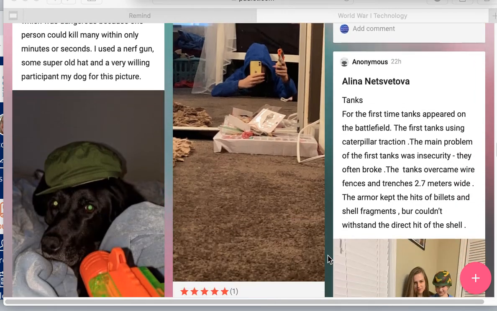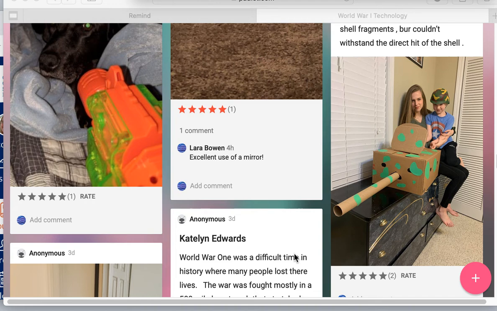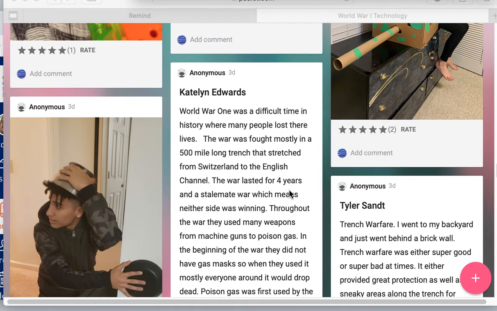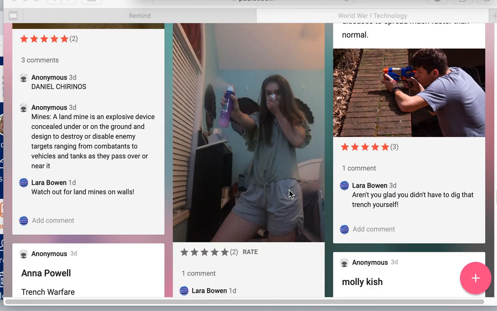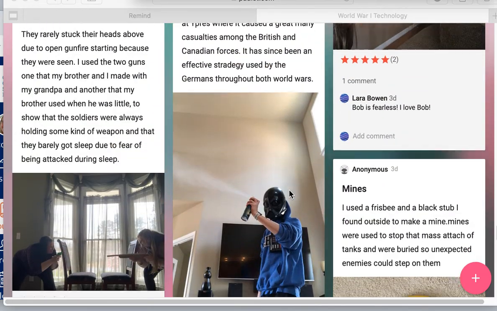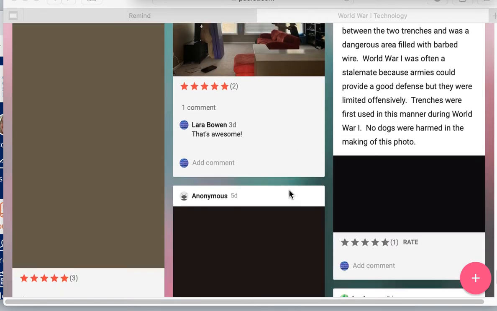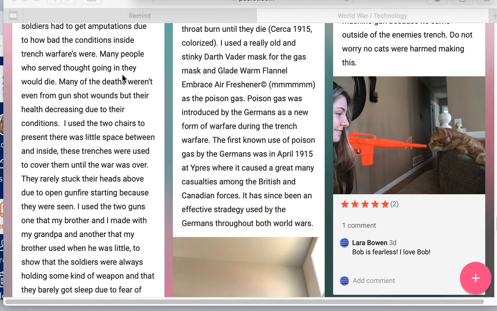I hope this was something that kind of made you have a little good time for a little while and have some fun. I'm especially impressed with this tank done by Alina. Good job, Alina. You guys did fantastic. So proud of you guys. You should go on here and check out everybody else's World War I technologies. Everybody did a great job.